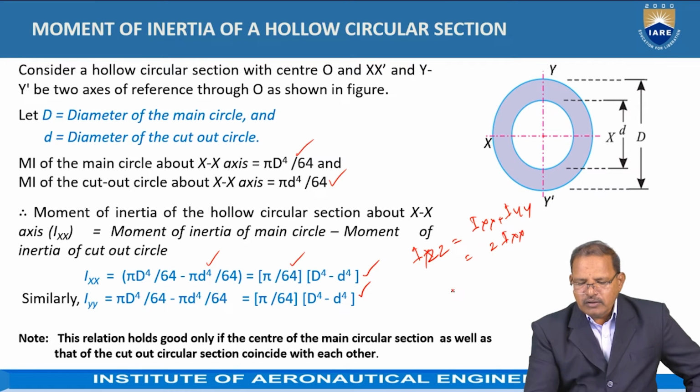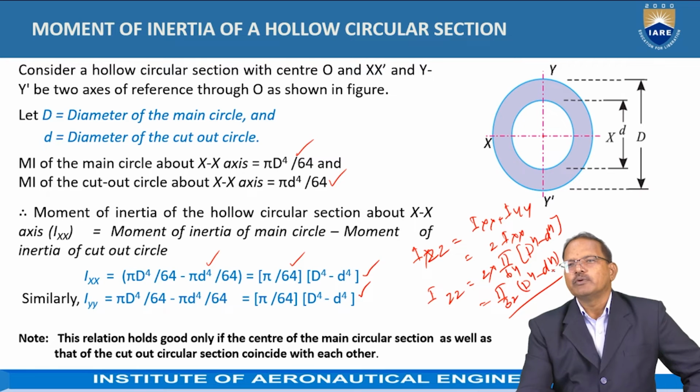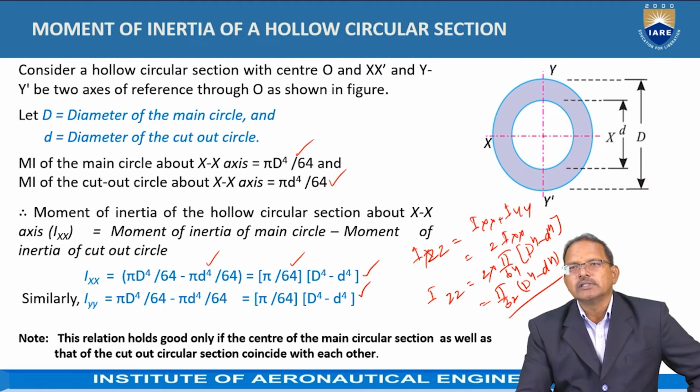Hence, we can take it as I_z is equal to 2 into π by 64 into capital D to the power of 4 minus small d to the power of 4. Since it is equal to π by 32, we can take it as π by 32 into D⁴ minus small d⁴. This is the moment of inertia possessed by that hollow circular section about the z-axis.